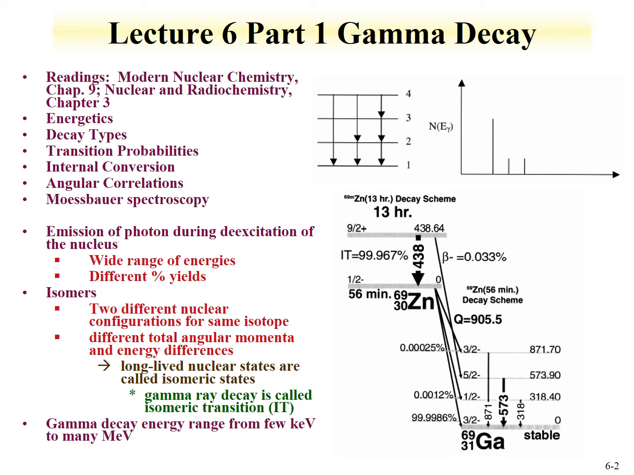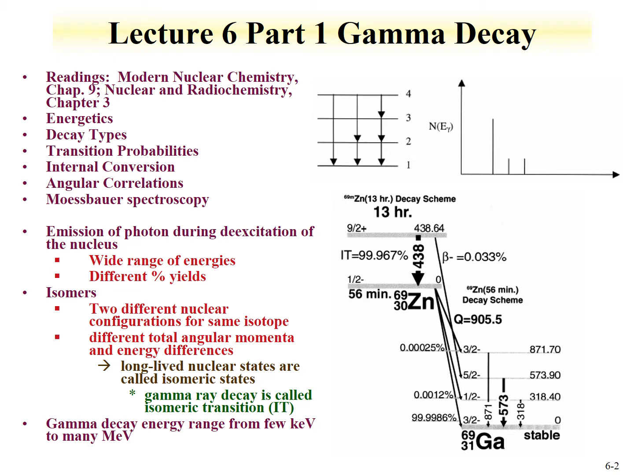So gamma decay is the emission of a photon during the de-excitation of a nucleus. There are a wide range of energies and different yields from virtually 0 to 100%. We've already discussed isomeric states, and here's an example of an isomeric state, zinc-69m, where it has an excited nuclear state.